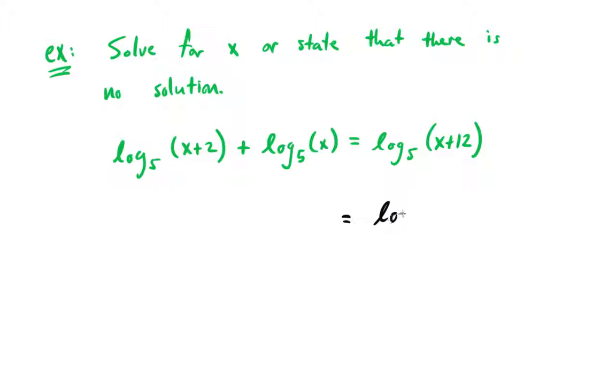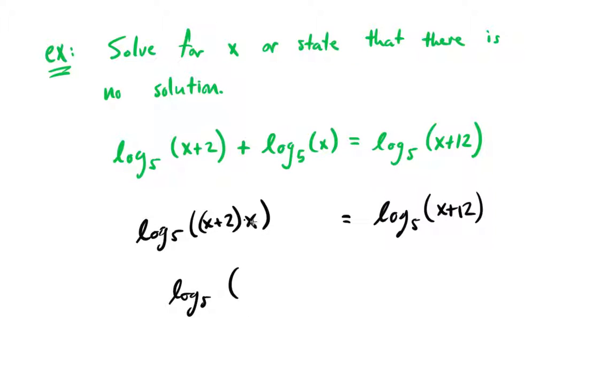So let's start by using one of our laws of logarithms on the left. We'll leave this term over here on the right alone for now. And remember that addition of logarithms is the same as multiplication on the inside of a logarithm. So instead of having log base 5 of x plus 2 plus log base 5 of x, we can just multiply these two things together and put them inside the same logarithm. So that's log base 5. If we distribute this x, we'll get x squared plus 2x. Okay, so far so good.